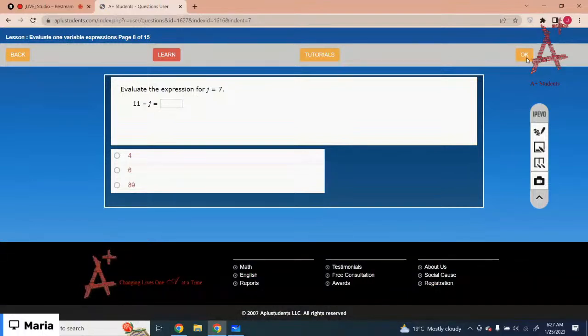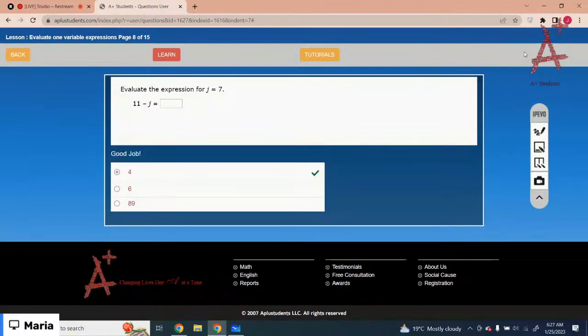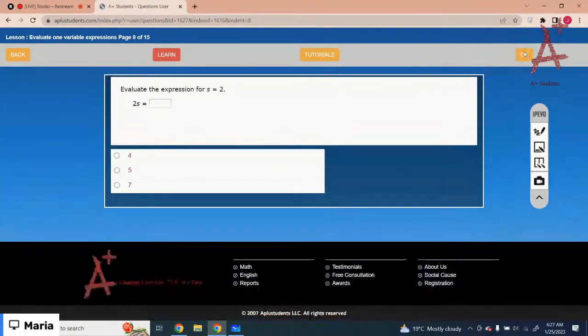Okay, the next one is evaluate the expression for j equals 7. So you have to do 11 minus 7, and 11 minus 7 equals, yes, very good, 4. So the correct option is 4. Very good.